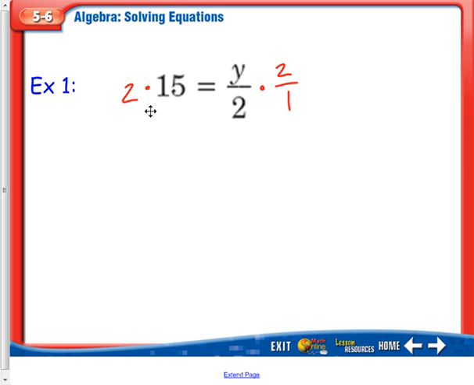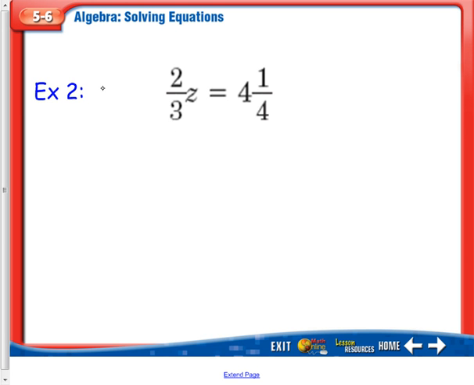Here on this side, we can just multiply by 2, because we just have a whole number over here. So go ahead and cancel your 2's. Those will both be 1's. And so we get y is equal to 30, which then we can check our answer. 30 divided by 2 is 15, so that works. So our answer is y equals 30.